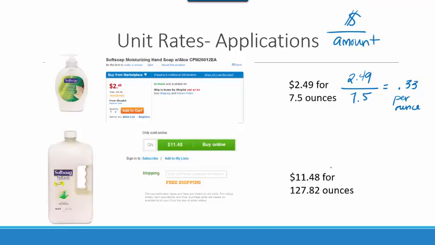Take the same soap that's a larger version, we've got $11.48, again money goes first, divided by 127.82 ounces, and the cost per ounce here is approximately, rounded to the nearest cent, 9 cents. So again, same soap. It's like every time you take a squirt of this soap, you're paying 33 cents here and you're paying 9 cents here. So although a lot of times people are like, well, I'm not going to pay $11 for soap, think about what you're actually paying per ounce. This would be your better buy.